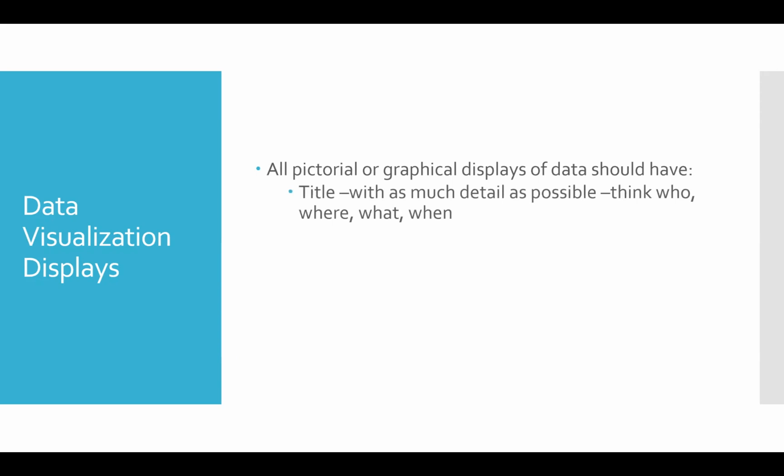So every data visualization, whether it's a table or some kind of graph, should have three things. It should have a title. The title should be as detailed as possible. Again, when you're thinking about giving it a title, think who, where, what, when. And you want to include all that. Now, maybe some of it is in subheadings, maybe you use footnotes or stuff like that. But the title should be as descriptive and as detailed as possible.